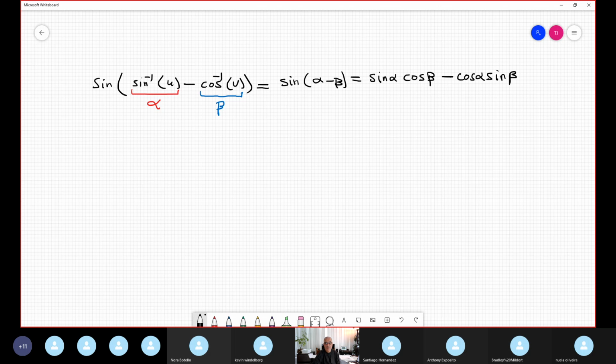Okay. Now, let's move on to the triangle. I know the definition of alpha is sine inverse of u. It's an equivalent statement to say that sine alpha is u. Let's do it in the triangle to see much better.